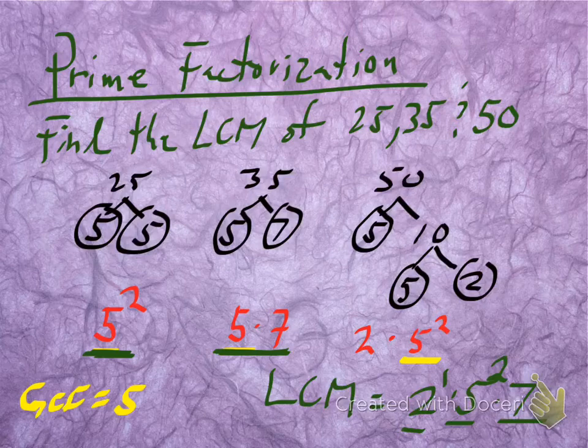Now, I'll try to explain that, I should say, a little bit more in class. But what we do to finish this one up is just like we did with the division ladders. We've got to multiply all this together. So 5 squared is 25, times 2 is 50, times 7 is 350.